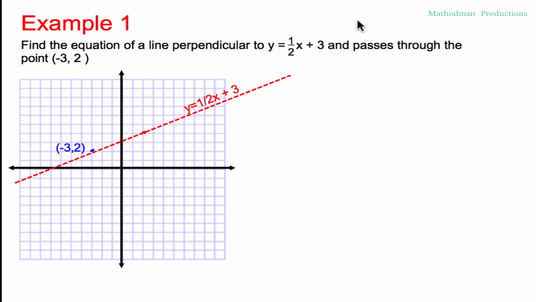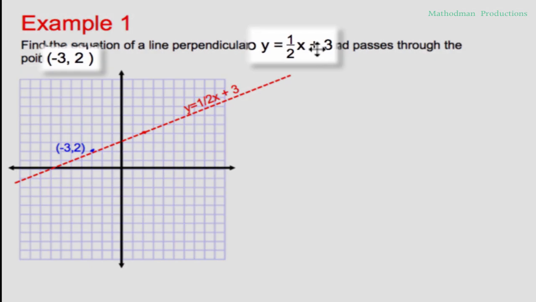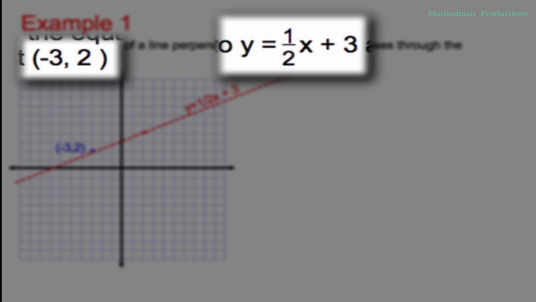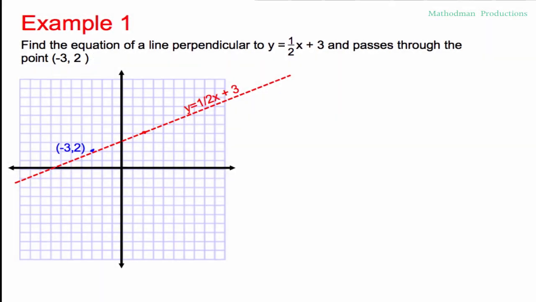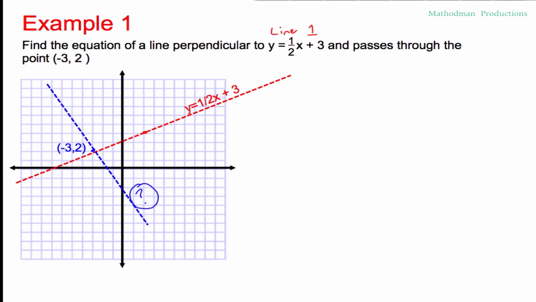Find the equation of a line perpendicular to y equals 1/2 x plus 3 and passes through the point (-3, 2). I drew the problem below so you can kind of see what the question is asking for. There's one line, we'll just call this line 1, with the equation y equals 1/2 x plus 3. We're trying to find one perpendicular to it that passes through this point (-3, 2). We're trying to write an equation for that line. We don't know what it is. We have enough information here to find what that line 2's equation is.